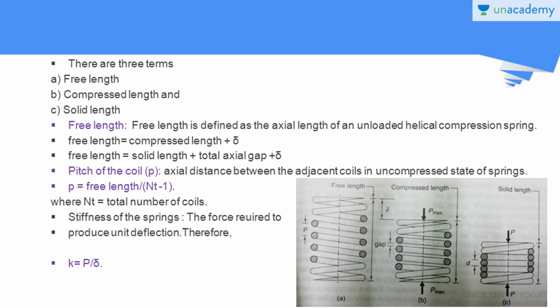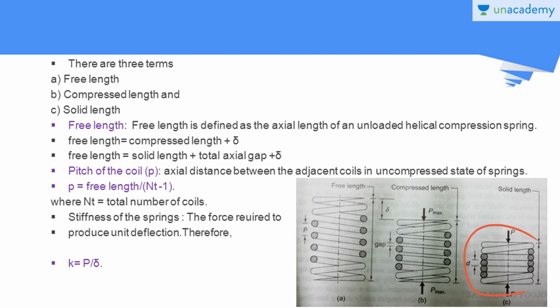So three other terms in the terminology are free length, compressed length, and solid length. Here we have free length. Free length is defined as the axial length of an unloaded helical compression spring. So see here, we have a spring. When there is no loading on the spring, the length measured is equal to the free length of the spring. So this is the free length, and the free length is given by solid length plus total axial gap plus delta.